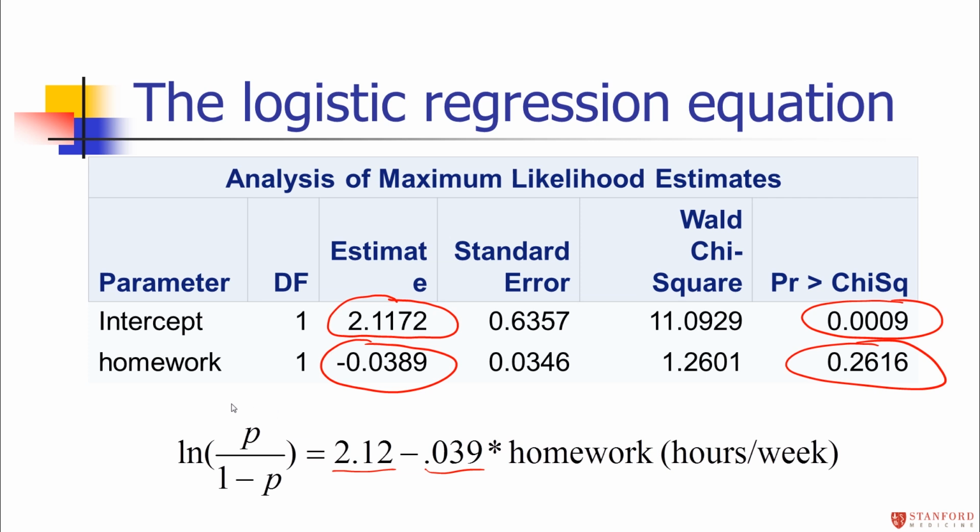The log odds of being book smart, or considering yourself book smart, is equal to the intercept 2.12 minus the slope 0.039, and we would of course multiply that beta times the amount of homework. So this is a continuous predictor, so we would be multiplying the amount of homework for a particular person times that slope.